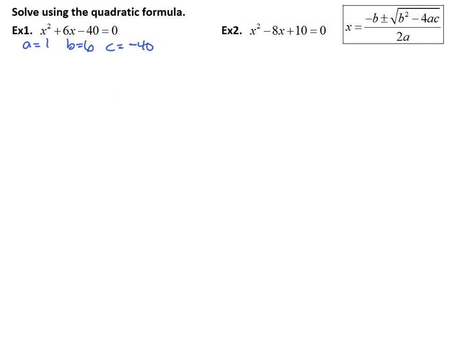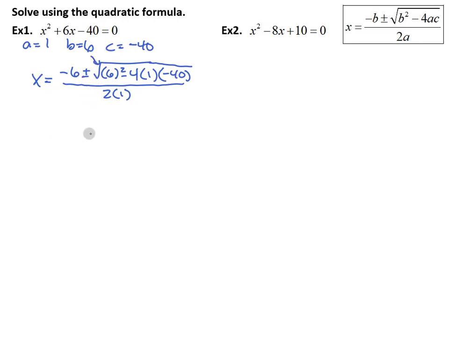So plugging into our formula, x is equal to the opposite of b, so negative 6, plus or minus the square root of b squared minus 4 times a, which is 1, times c, which is negative 40. So it's minus 4 times a times c, all over 2 times a. Okay, now I need to make sure that I simplify inside of this radical first. So we always do that part first with our quadratic formula.